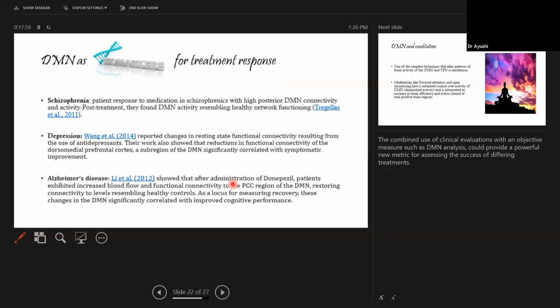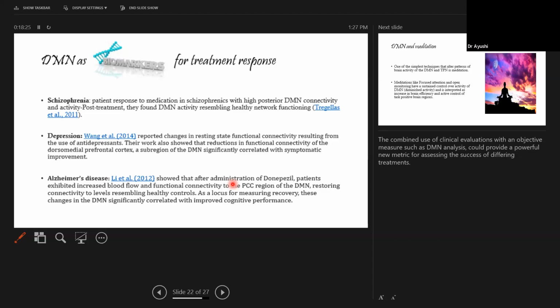Then DMN as biomarkers. Various studies have shown that the default mode network can also act as a biomarker. I've cited three examples there from various studies. For example, in schizophrenia, there was high posterior default mode network connectivity, and after treatment, the default mode network activity resembled that of healthy network functioning.